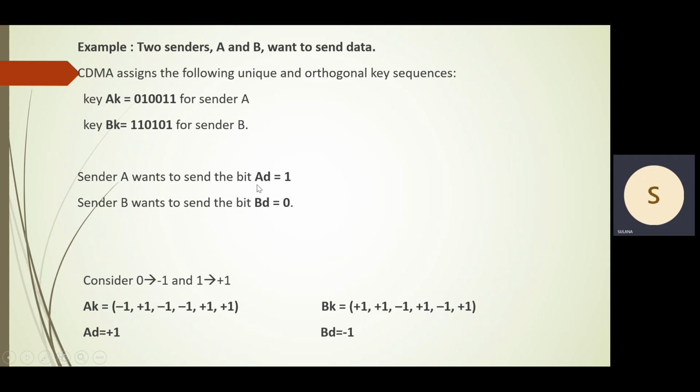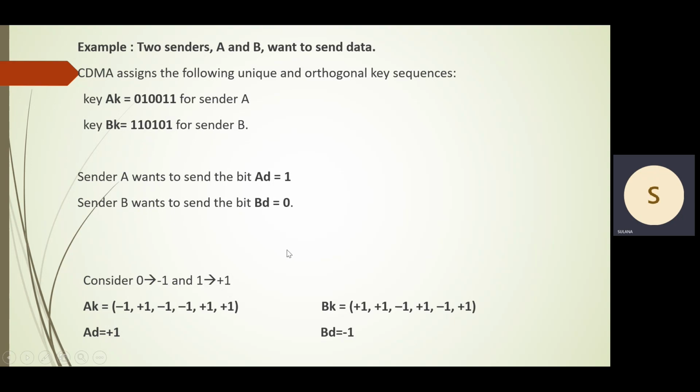Let A's data be represented by AD and B's data be represented by BD. So the information given in the problem is A and B are two senders. They want to transmit data. A wants to transmit a 1, B wants to transmit a 0, and each is assigned a key. Both the keys are orthogonal.